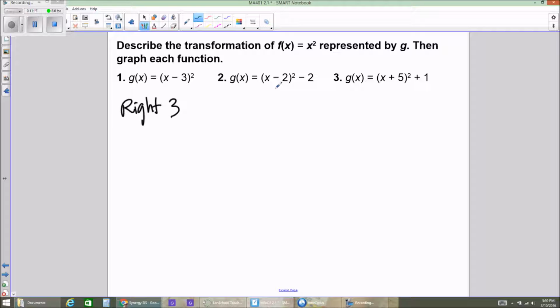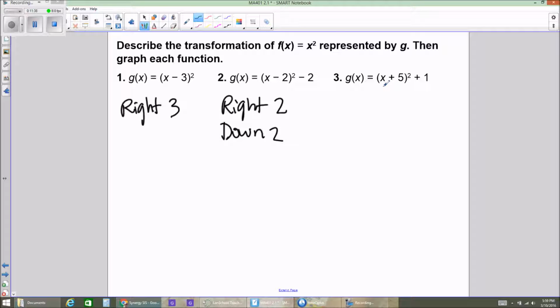On number 2, the minus 2 is happening on the inside, and then there's a minus 2 happening on the outside. So that minus 2 on the inside is going to the right 2 units. The minus 2 on the outside is going down 2 units.